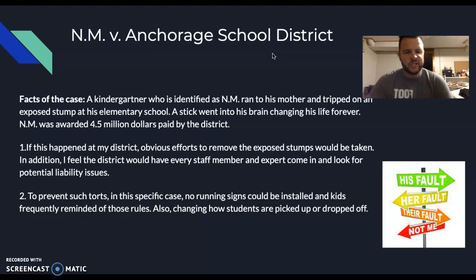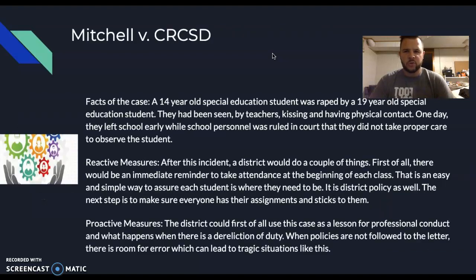But also, changing how students are picked up or dropped off would have changed the situation as well. Second case we're going to look at is Mitchell versus Cedar Rapids School District.